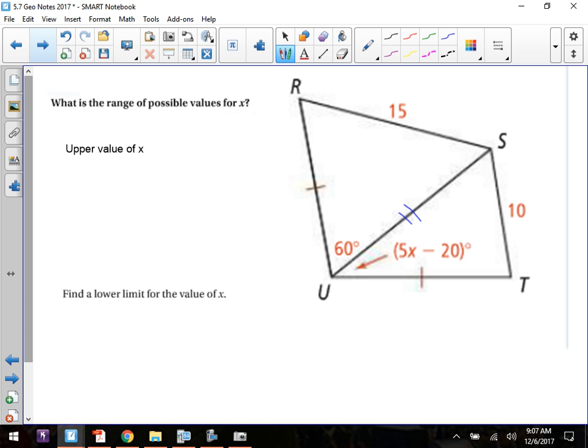Now that means, as you look at that, you've got the two sets of sides that are congruent. That means that the angles in between them are going to have some sort of relationship. Well, which of those two angles needs to be larger, the 60 or the 5x minus 20? The 60. Okay? So algebraically, that means that the 60 has to be larger than the 5x minus 20.